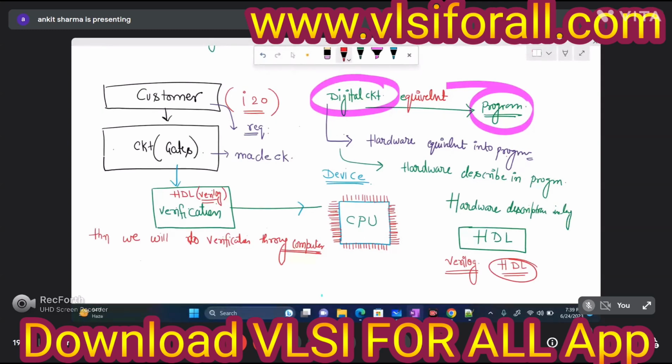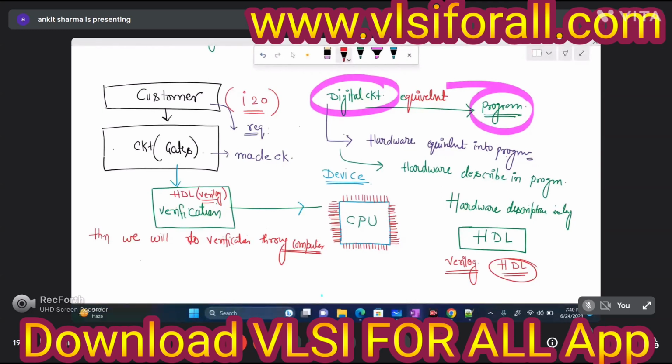Try to understand life with Verilog and life without Verilog. Without Verilog, you cannot describe your digital circuit in a program, and you cannot verify your circuit through a computer, and manual verification is not possible. That means the device which you send to the customer will not be bug free. It should have some bugs. So that is the life of a design engineer without Verilog.